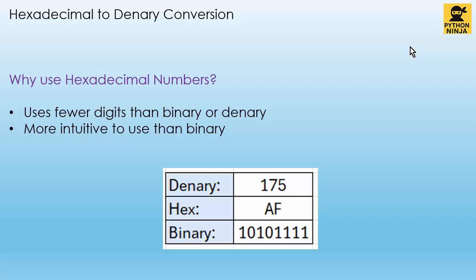So why use hexadecimal numbers at all? Well, base 16 means that hexadecimals don't need as many digits to represent higher numbers. So let's just take this example. So we've got denary number 175. And that uses 3 digits in base 10. In hex, which is base 16, we only need 2 digits, and in binary we need to represent that value using 8 digits.